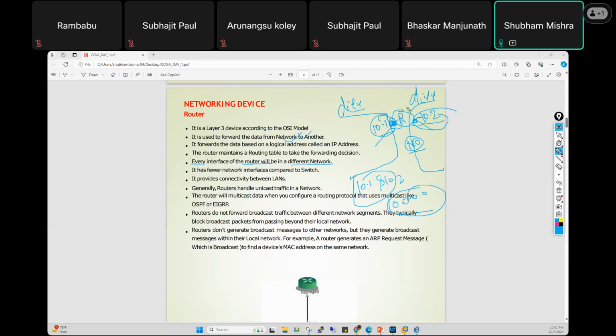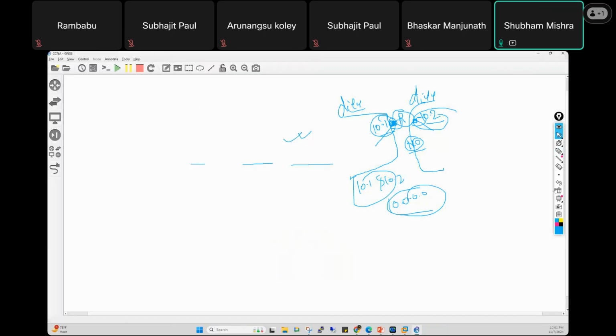So please remember one thing. There is a rule: every interface of the router will be in a different network. If you are assigning the same network, the router will not accept it. Clear, everyone?